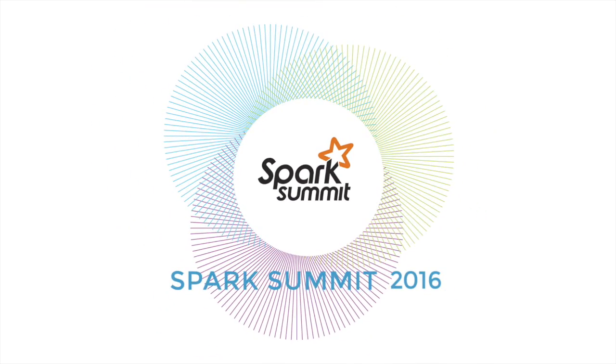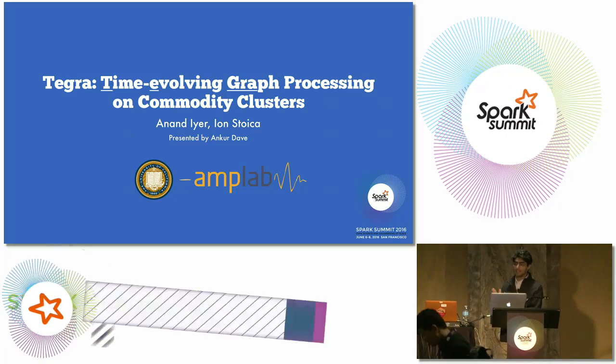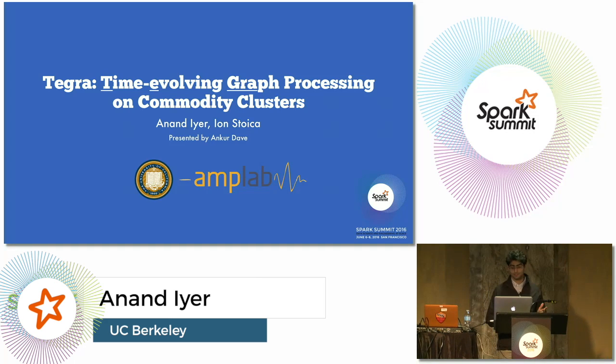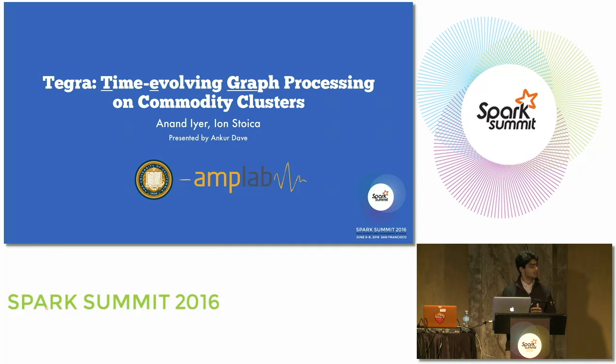Yeah, I'm a third-year grad student at the AMP Lab, and I'll actually be giving this talk on behalf of another grad student, a fourth-year grad student named Anand, who couldn't make it today. But he's been working on some interesting early things in time-evolving graph processing, and the system that he has is called Tegra.